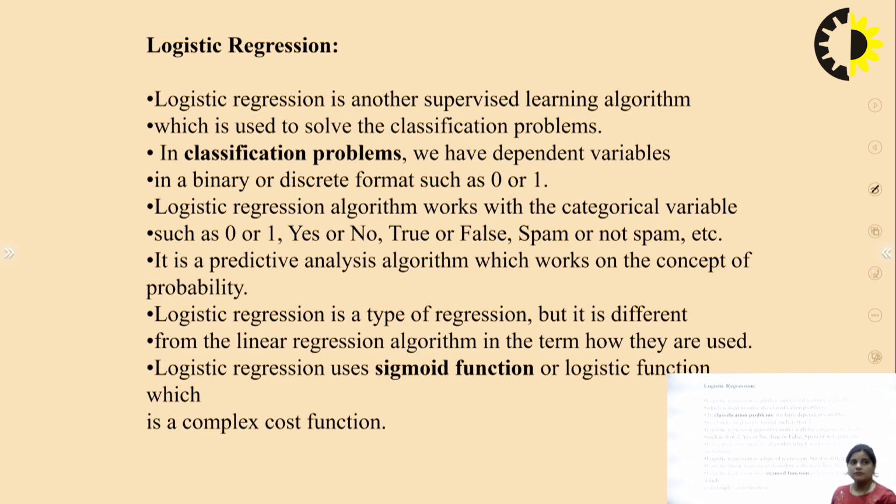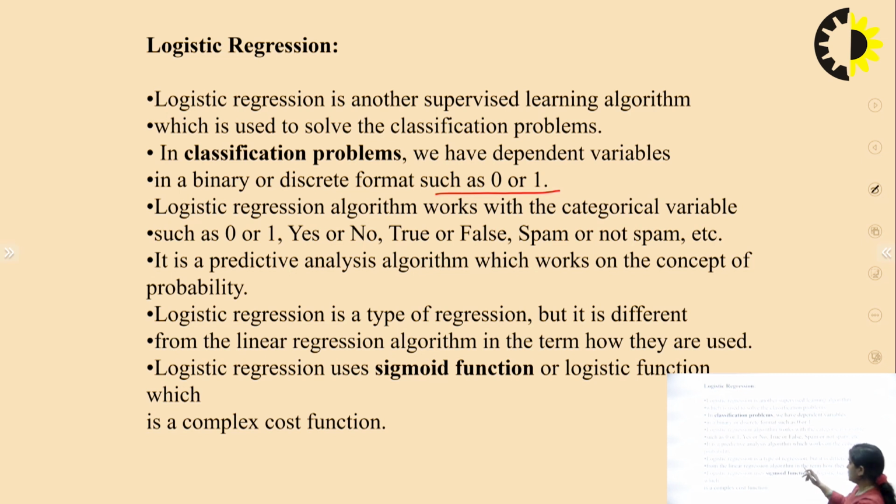What happens in classification problems? We have dependent variables in a binary or discrete format, such as 0 or 1. The logistic regression algorithm works with categorical variables, such as 0, 1, yes, no, true, false, spam, not spam. These kinds of problems are known as classification problems. Logistic regression is confined to classification problems only. It is a predictive analysis algorithm which works on the concept of probability only.